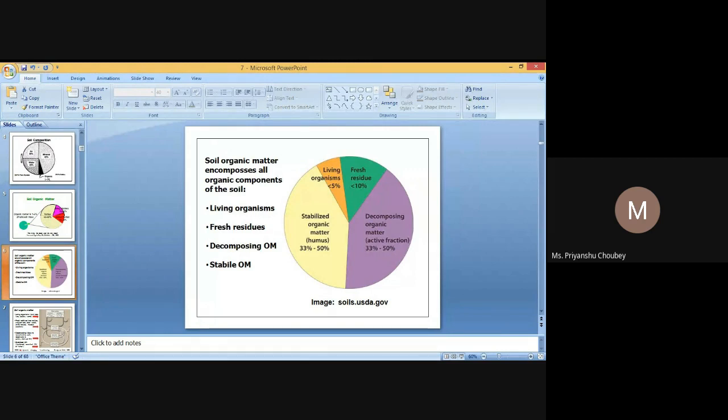And clay loam: 20 to 50% sand, 20 to 50% silt, and 20 to 30% clay. Sandy clay: 50 to 70% sand, 0 to 20% silt, and 30 to 50% clay. Silty clay: 0 to 20% sand, 50 to 70% silt, and 30 to 50% clay. Clay: 0 to 50% sand, 0 to 50% silt, and 30 to 100% clay. So these groups are separated on the basis of percentage.